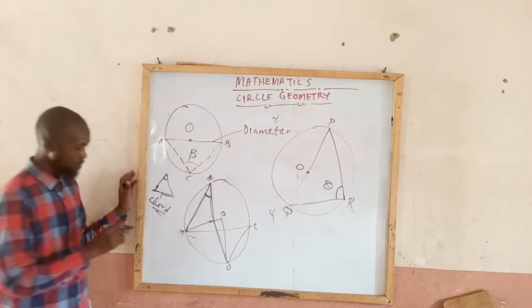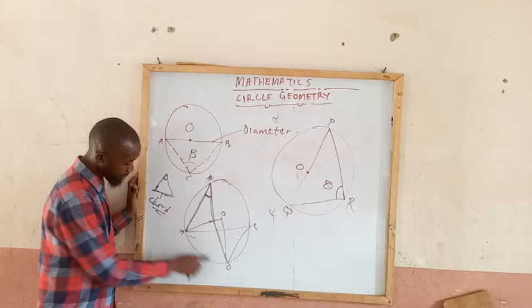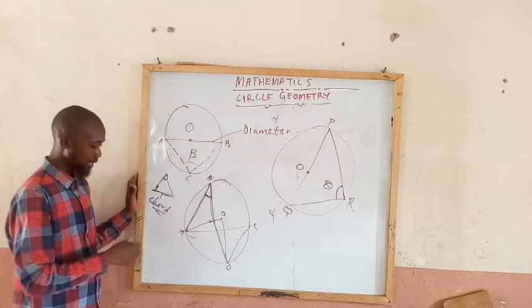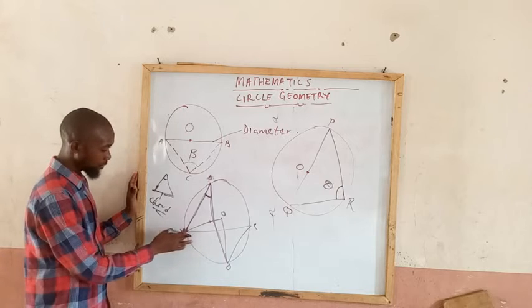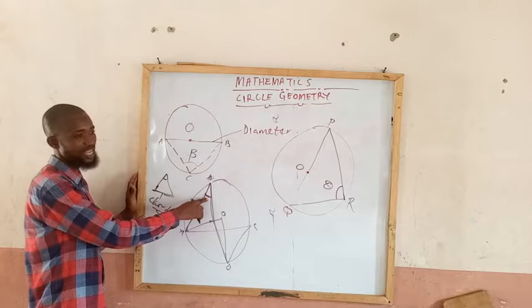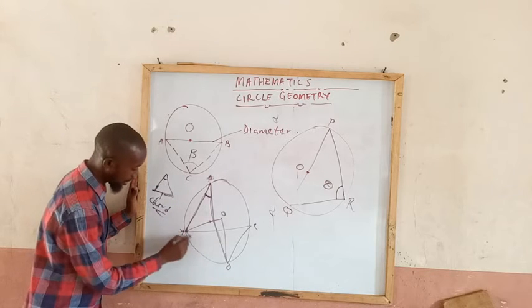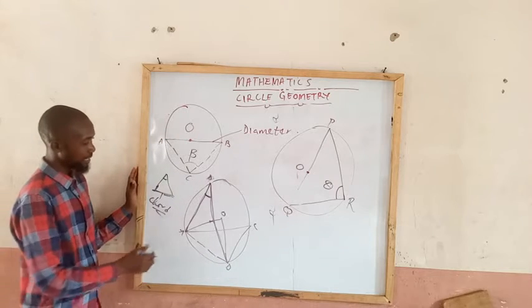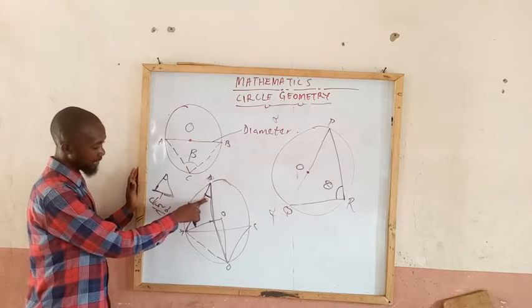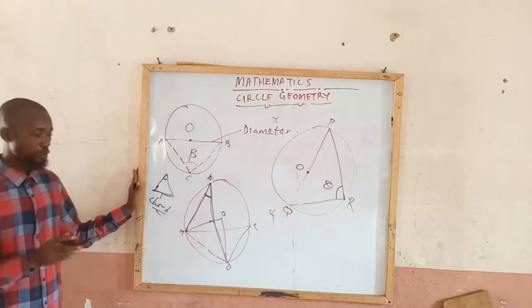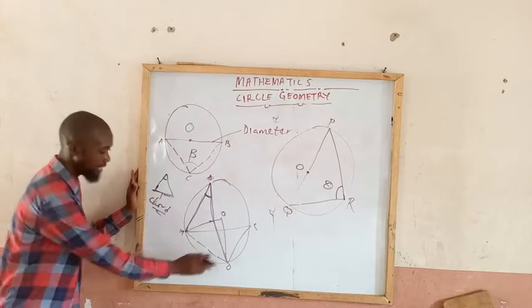So what I will now do is try and join the two bases together. When I join them together, it's going to give me a chord upon which this angle D we have here is resting. I can do it like this. So we can see that angle D here has AB as its chord. It is resting on chord AB.